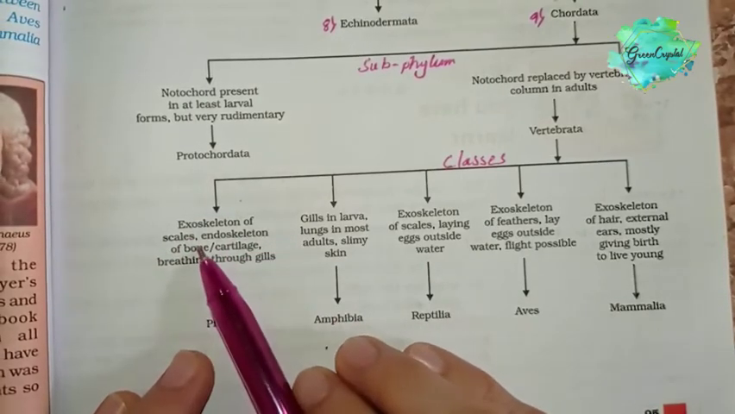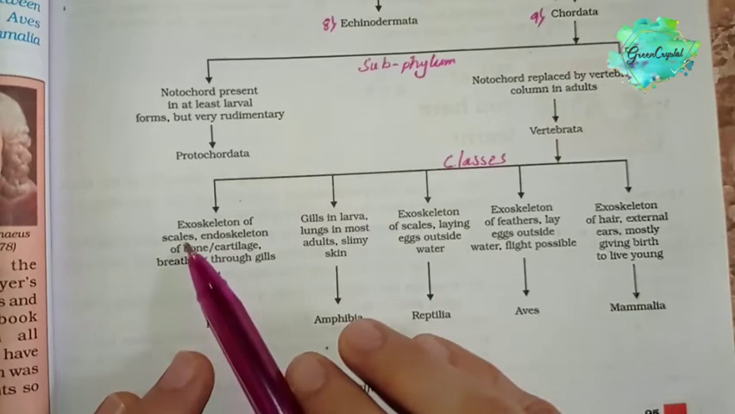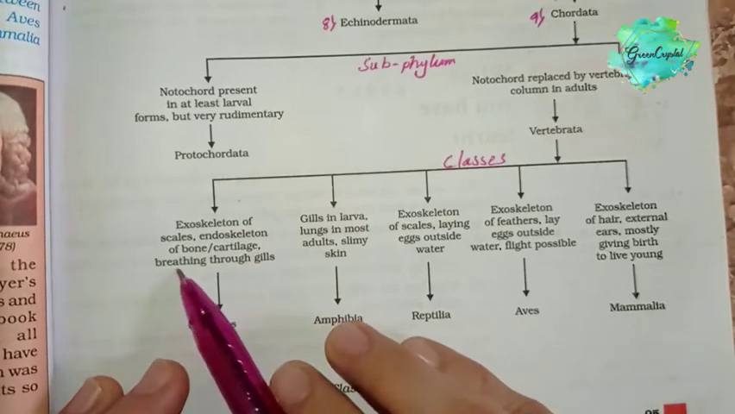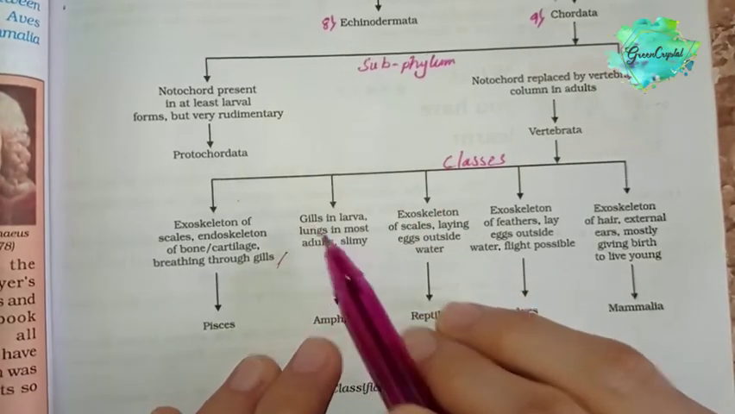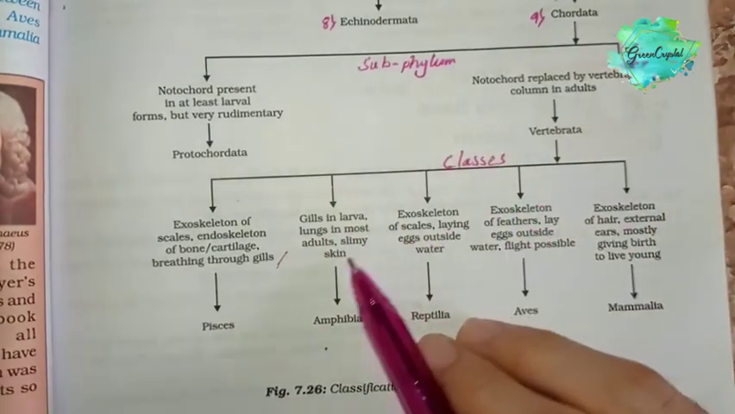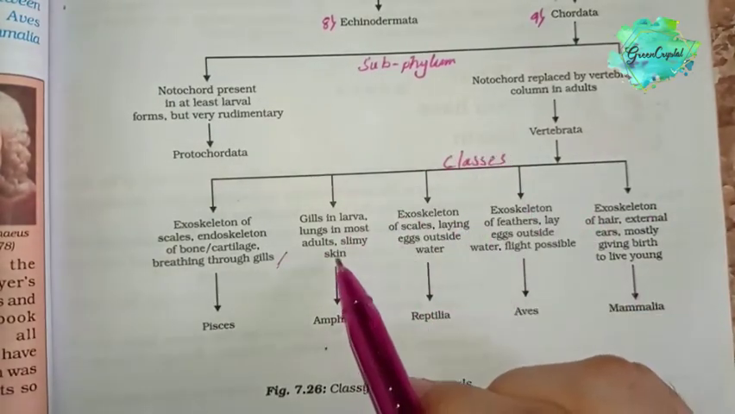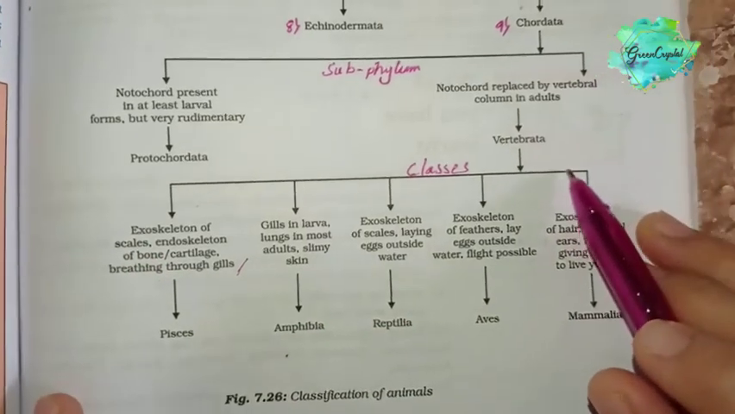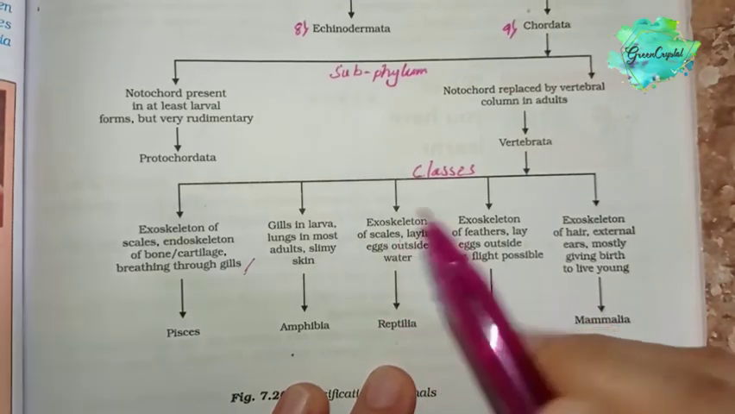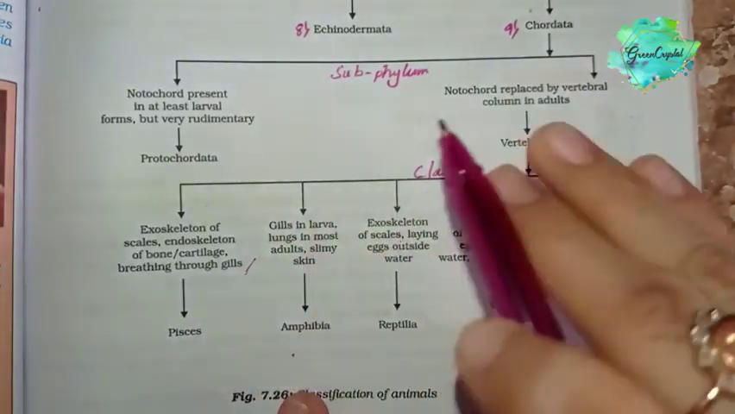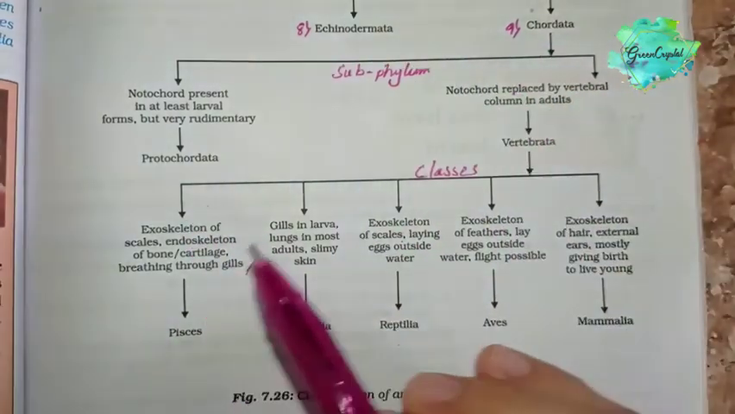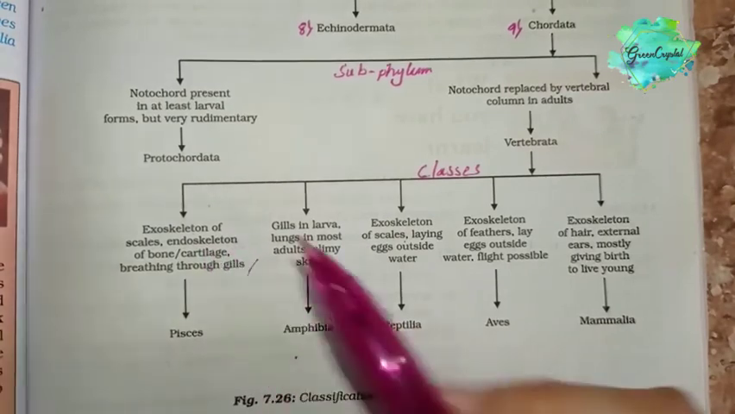Pisces have an exoskeleton of scales, an endoskeleton of bone or cartilage, and breathe through gills. Amphibia have gills in the larva and lungs in most adults, and they have slimy skin. They don't have an exoskeleton of scales. Reptilia have an exoskeleton of scales. Exoskeleton means outer body layer, outer skeleton, and endoskeleton means inner layer.